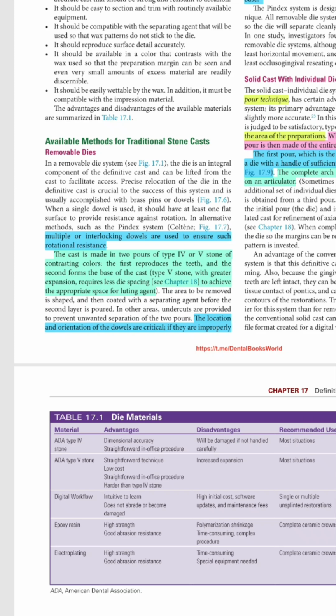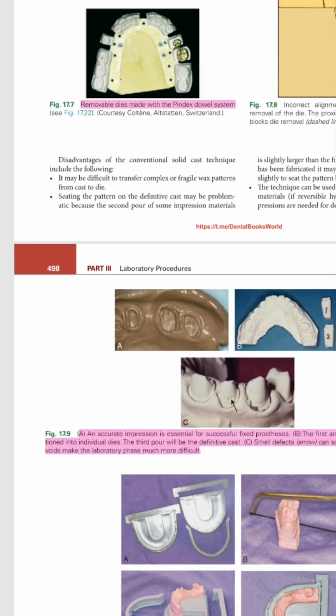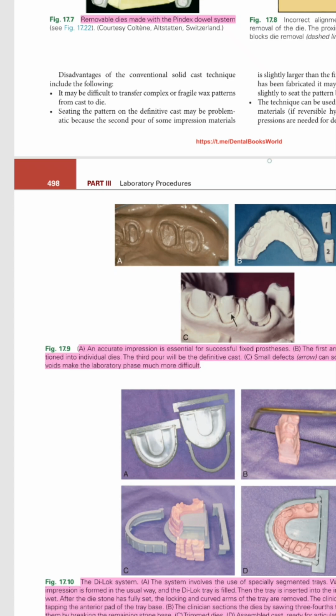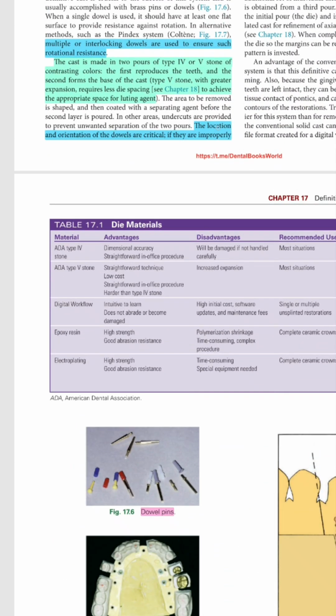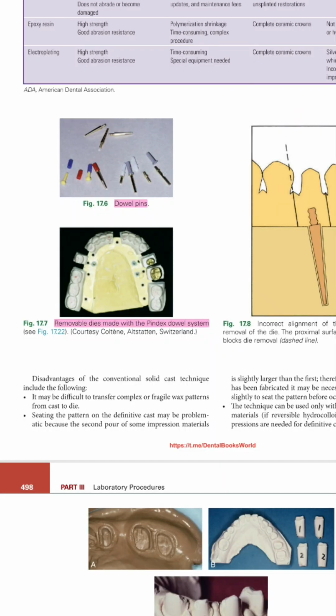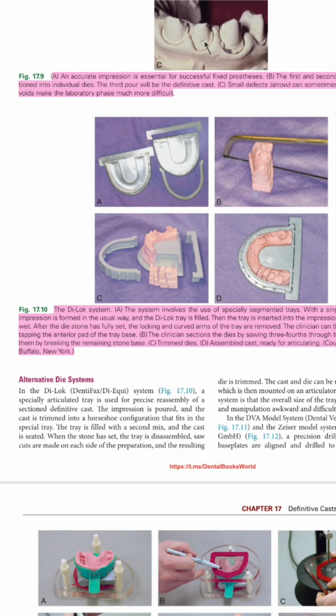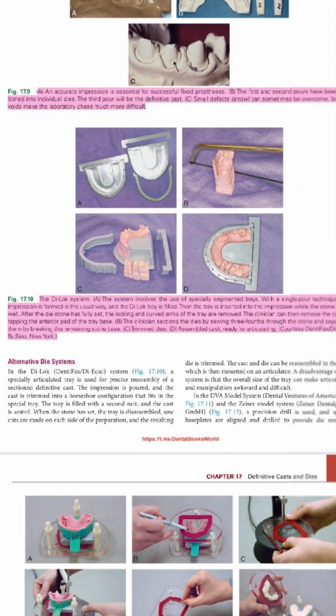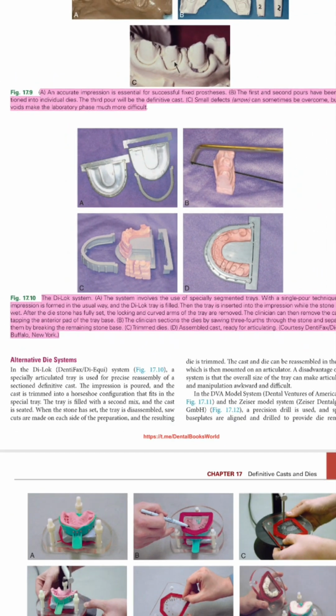Then we reinsert them into the impression and do a pour on the whole impression. Then when it sets, we have a cast that has sectioned teeth with the dowels inserted in, with the base that has all the jaw of the patient. The different pours can be made from different stone materials. These are the different shapes of the dowel pins. We will see the different systems of how we can do this.